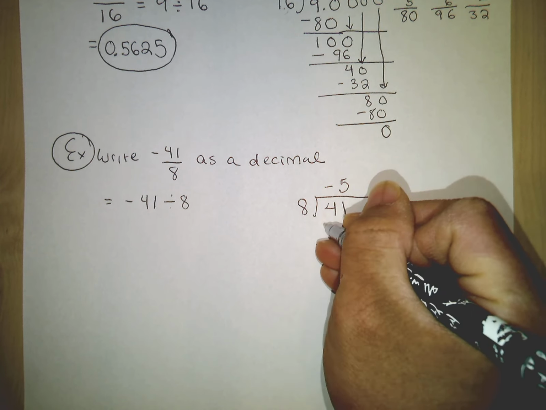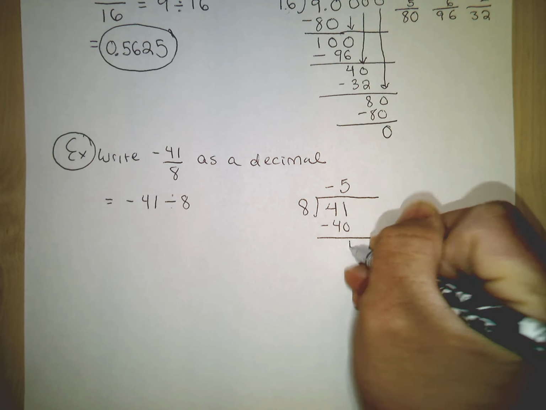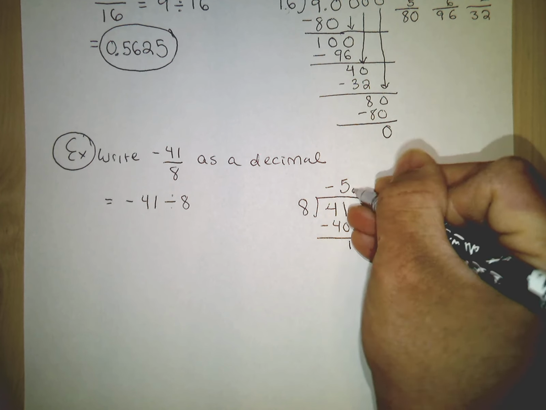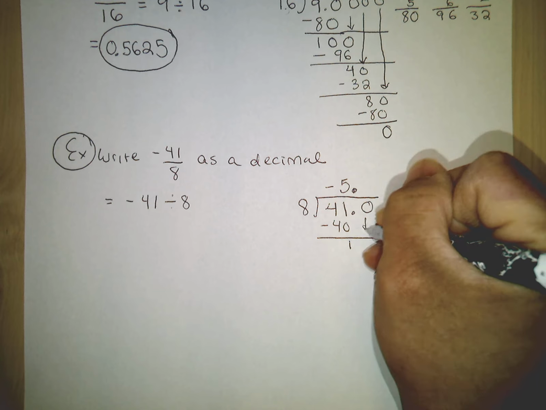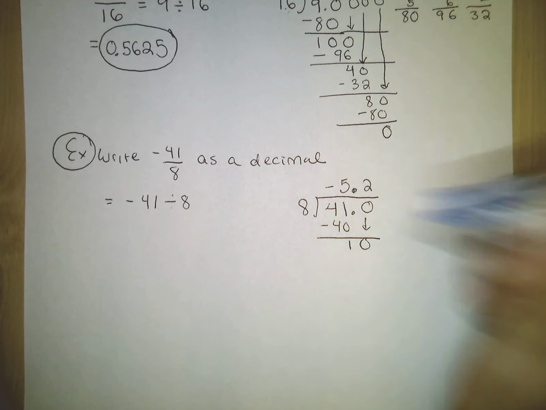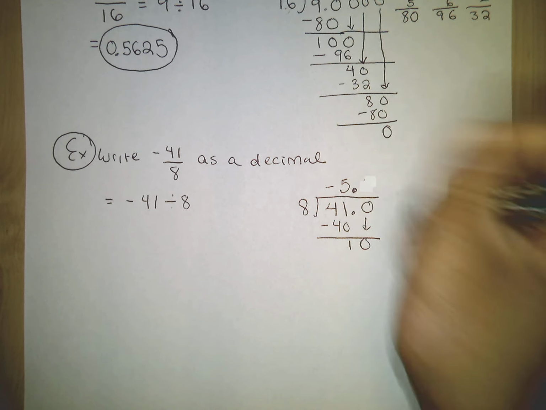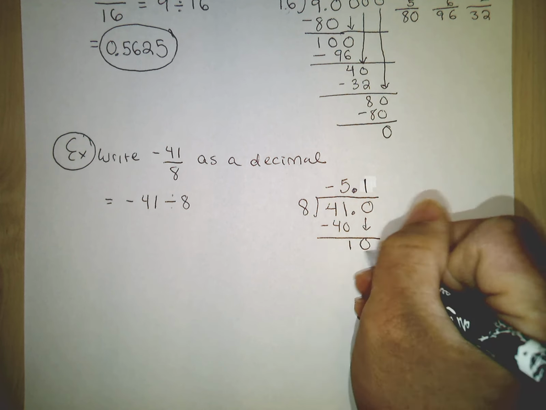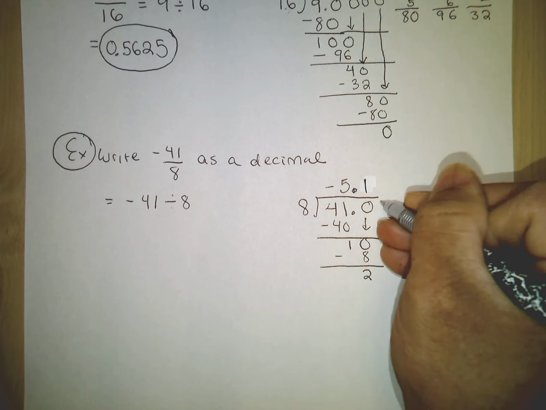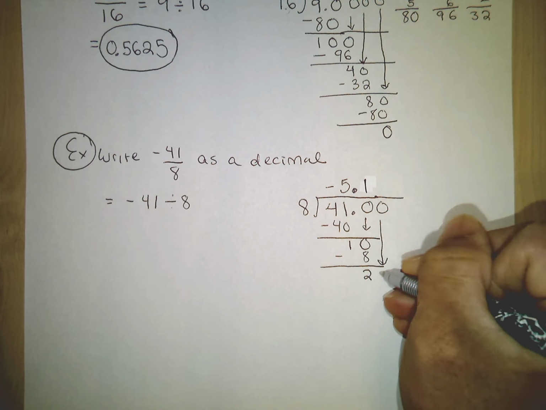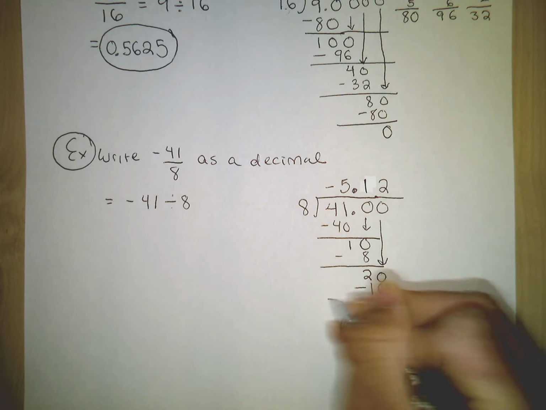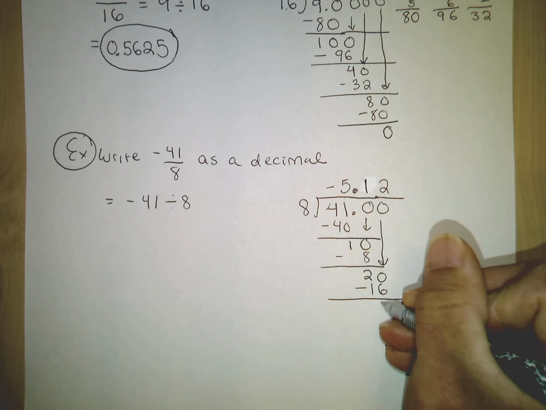5 times 8 is 40, so minus 40 with a remainder of 1, but I want to get it down to a remainder of 0, so I'm going to put a decimal point and add a 0. 8 goes into 10 1 time, so 1 times 8 is 8 with a remainder of 2. Now 8 doesn't go into 2, so I need another 0. So 8 goes into 20 2 times. 2 times 8 is 16, and 20 minus 16 is 4.